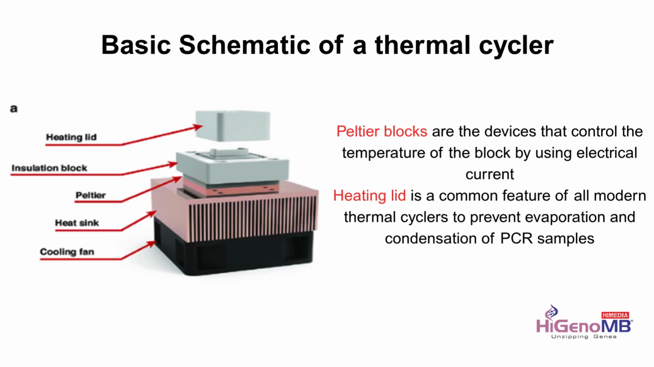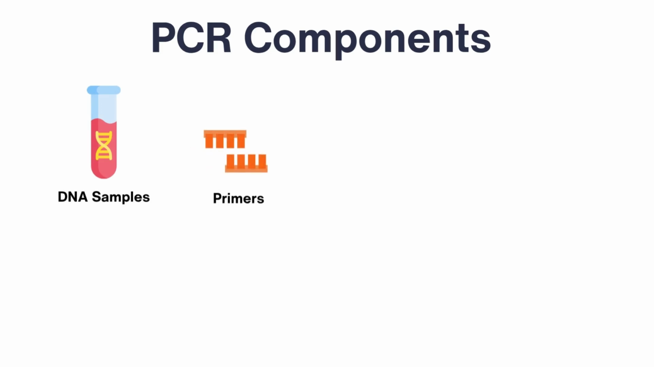Okay, so we saw the chemical components required for PCR. We saw the consumables. We saw the PCR thermal cycler. So now we can learn about the basic steps of PCR. Okay, so this is the first step.